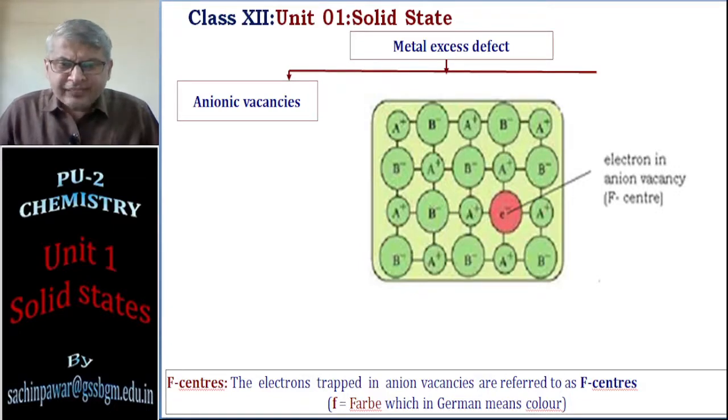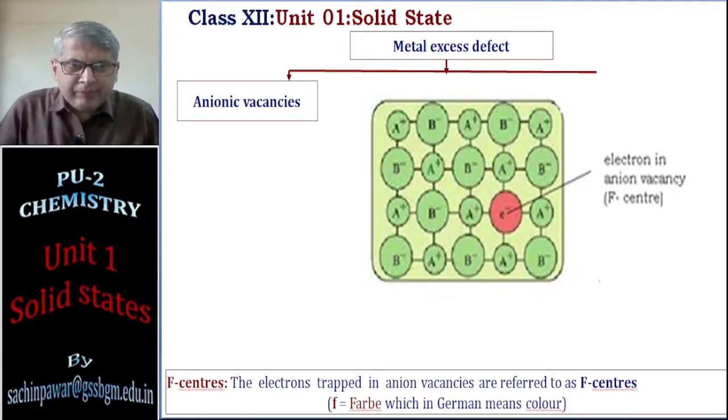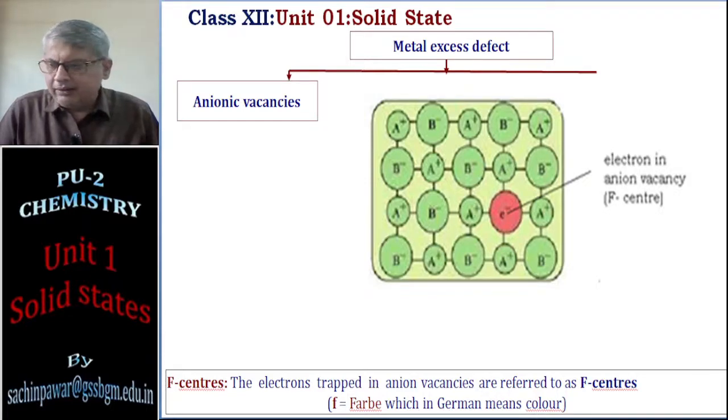The word F center is obtained from a German word, which means color. Actually what happens is, because of this electron in the anion vacancy site, the compound will have a certain color. How that happens, we shall see in the next slide.